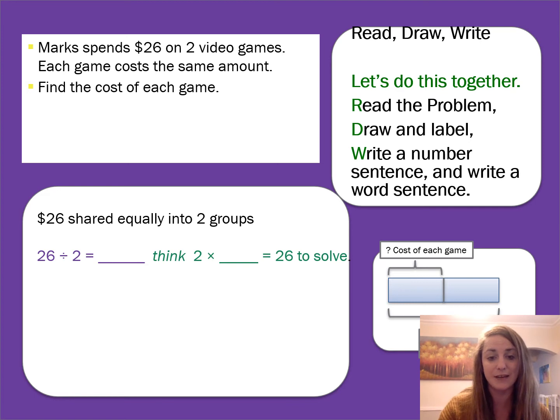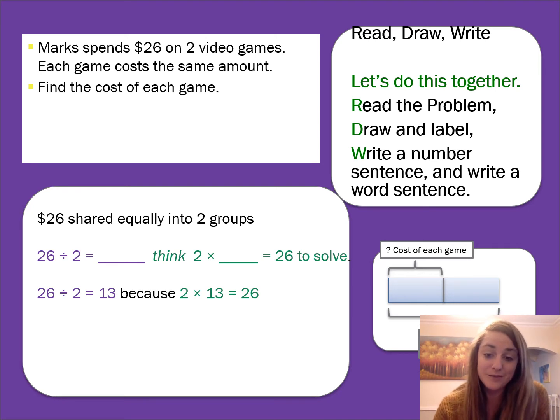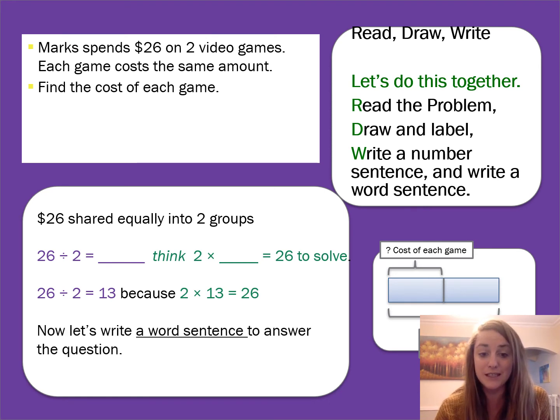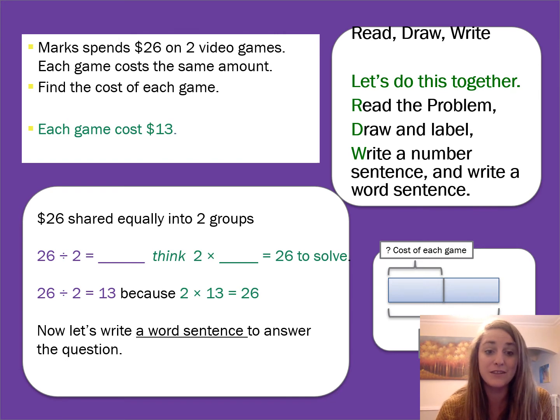Let's brain think that for one moment. 26 divided by 2 equals 13, because 2 times 13 equals 26. I could have thought, well, I know 13 plus 13 equals 26, so 2 times 13 must be 26. Let's write a word sentence to answer the equation. Each game costs $13.